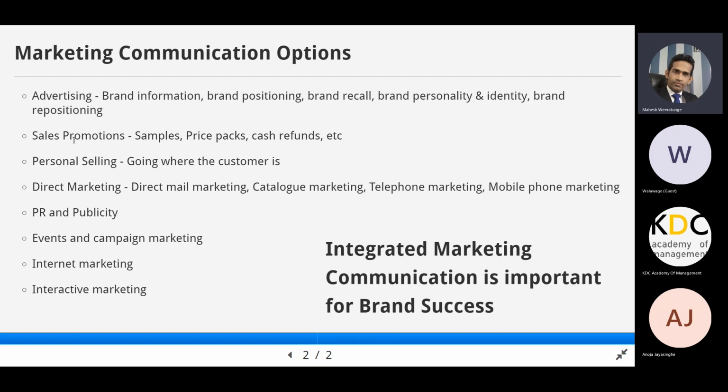PR and publicity is one of the best brand promotion strategies to build the brand image, brand reputation, and the brand identity. PR means public relations activities, commonly CSR activities, corporate social responsibility activities, what we do.